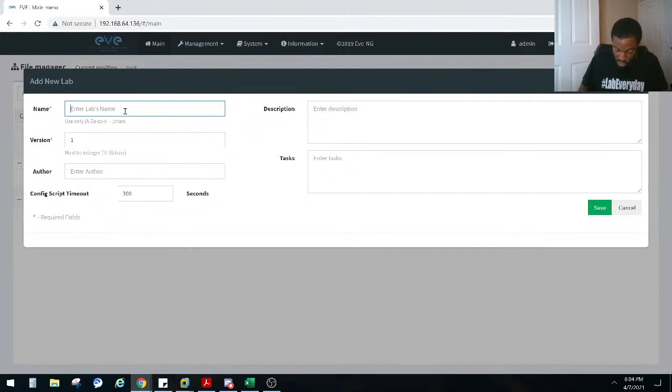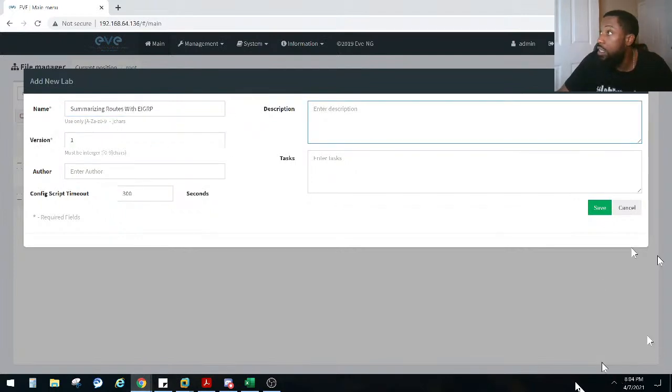This is page number 256, lab number 58. Again, it's summarizing routes with EIGRP. The lab, make sure I know I got it in here somewhere.